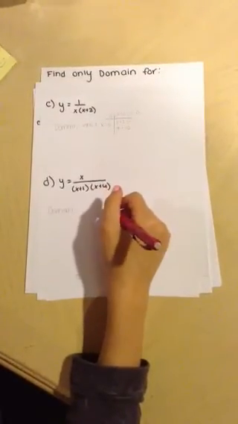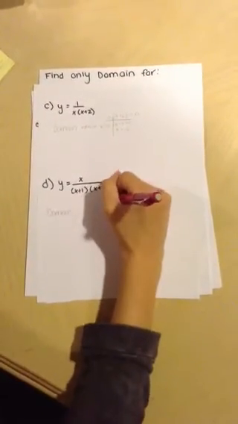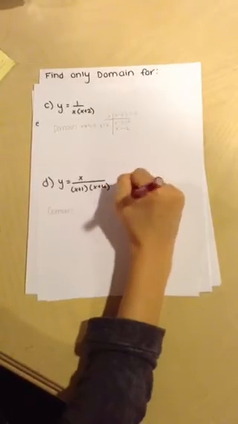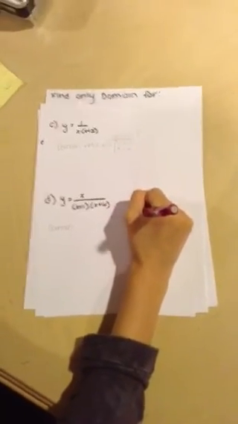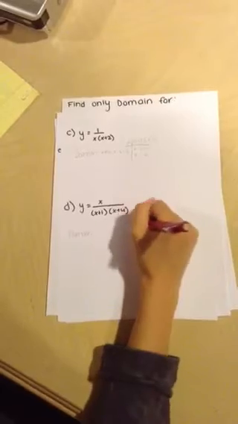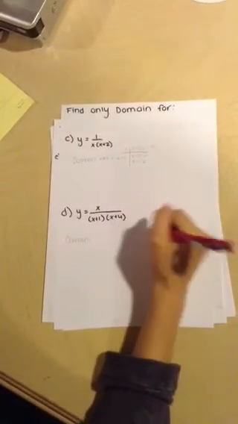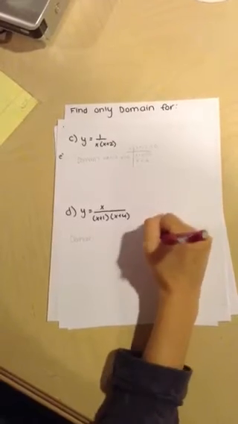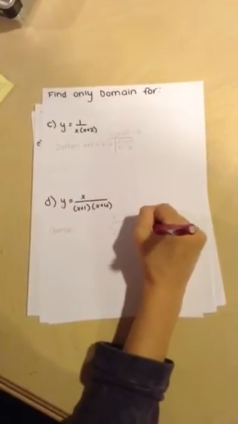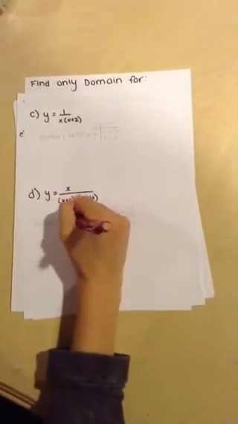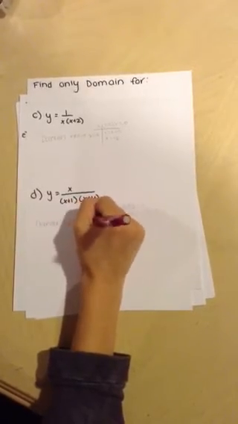For this one, you're also going to set equal to 0 again, so x plus 1 times x plus 4 equals 0, x plus 1 equals 0, x equals negative 1, x plus 4 equals 0, x equals negative 4. So now you know your domain is that x does not equal negative 1 or negative 4.